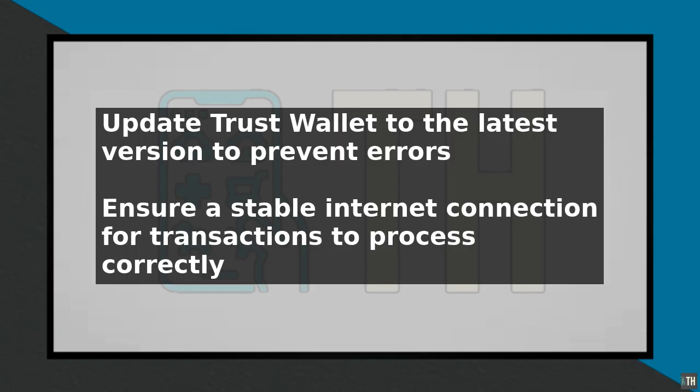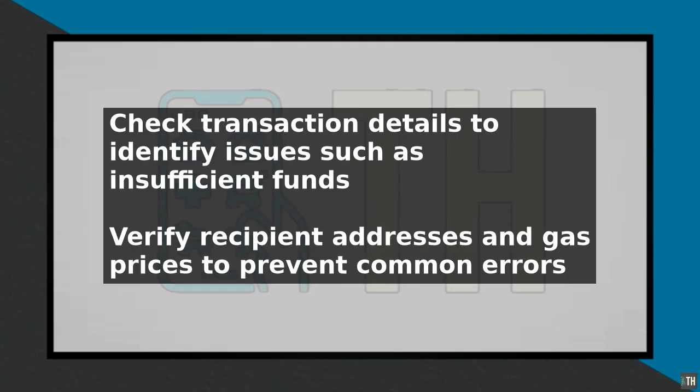First, ensure that your Trust Wallet is updated to the latest version, as outdated software may cause errors. Open the App Store on your device, search for Trust Wallet, and install any available updates. Next, check your internet connection, as a stable connection is necessary for transactions to process correctly. If your connection is unstable, try switching to a different network or restarting your device.